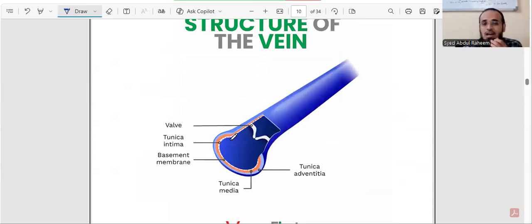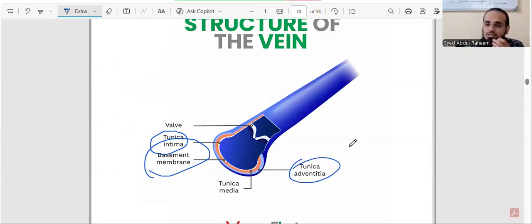Our veins have three layers. The first layer, from outside, is the tunica adventitia. The next layer is the tunica media. The third layer is the tunica intima, with the basement membrane beneath it. The valve is connected to the tunica intima.